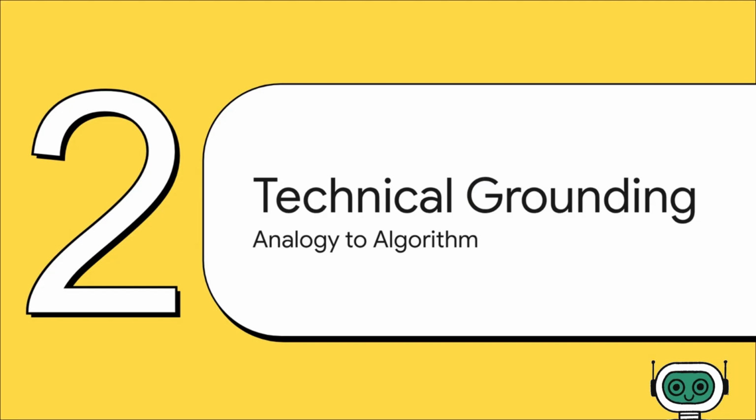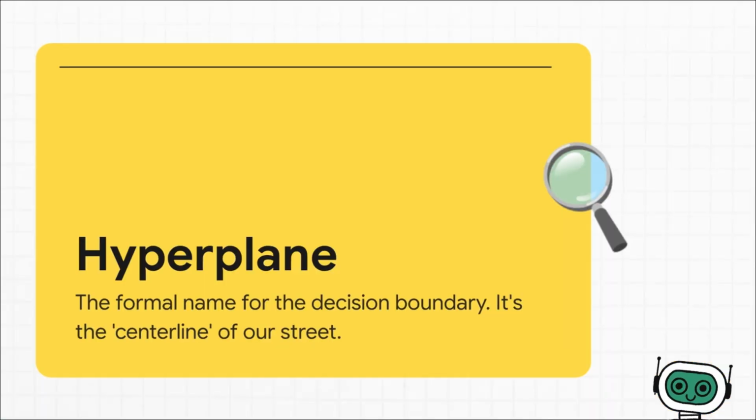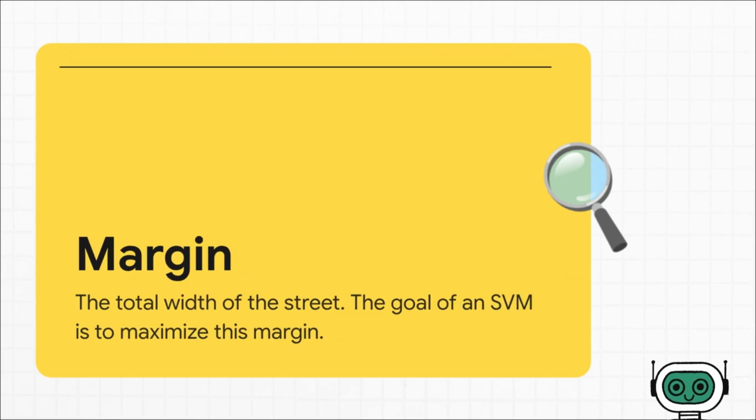Okay, so you've got the widest street intuition down. Now let's connect that analogy to the technical terms you'll actually see when you work with SVMs. First up, that center line of our street, the formal name for that is the hyperplane. You know, in 2 dimensions, it's just a line. In 3, it's a flat plane. And in anything higher than that, we just call it a hyperplane. It's the decision boundary. And the width of the street itself? That's called the margin. The entire goal of an SVM algorithm, its whole purpose in life, is to find the hyperplane that creates the maximum possible margin.